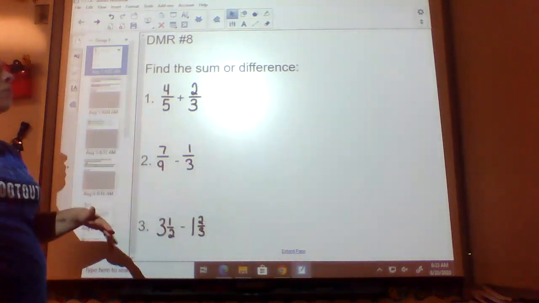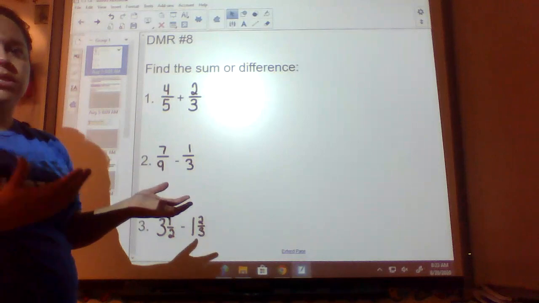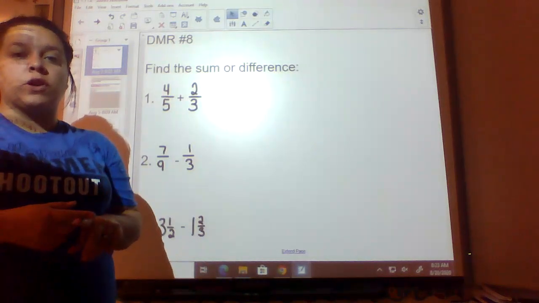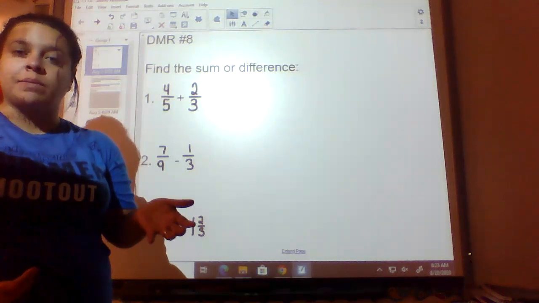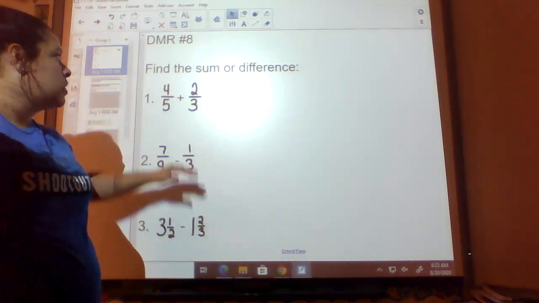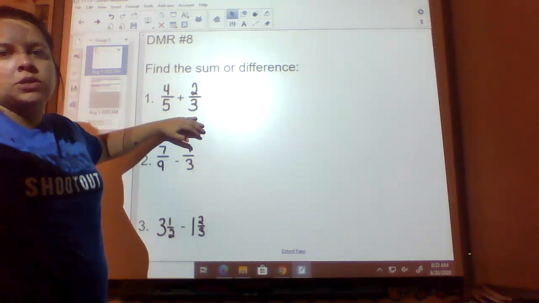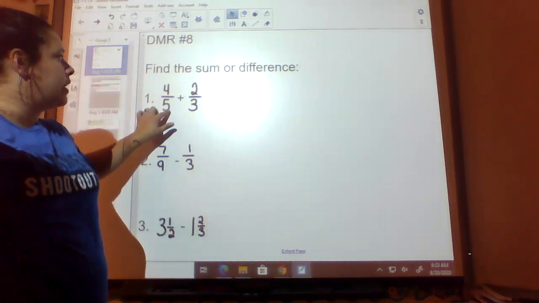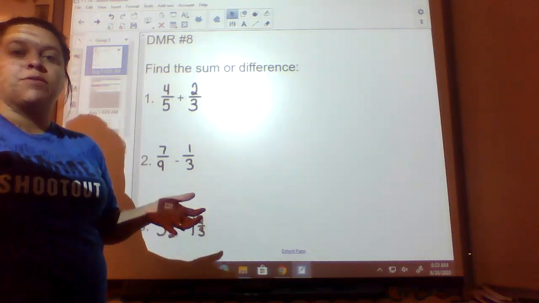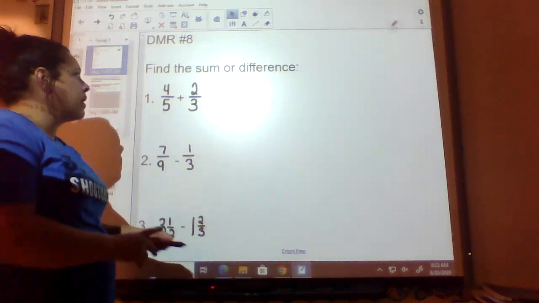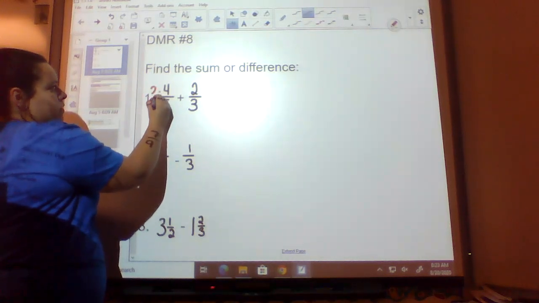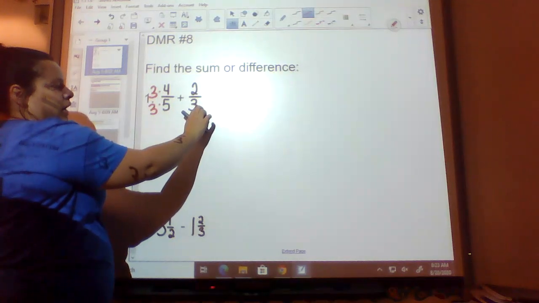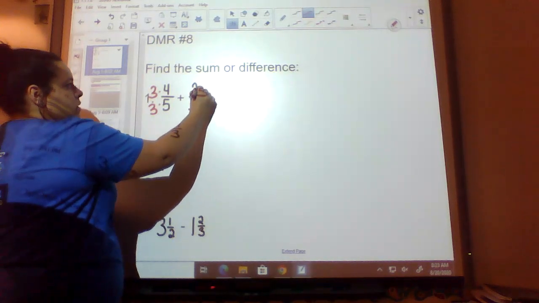All right, so when you're adding and subtracting fractions, because it says find the sum or difference, you first have to have a common denominator. If they don't have a common denominator, then you cannot add and subtract them. So looking at this one, 4/5 plus 2/3. 5 and 3 down here, a common denominator would be 15. So that means I'm going to have to multiply this fraction by 3, because 3 times 5 makes 15. And I'm going to have to multiply this fraction by 5, because 3 times 5 makes 15.